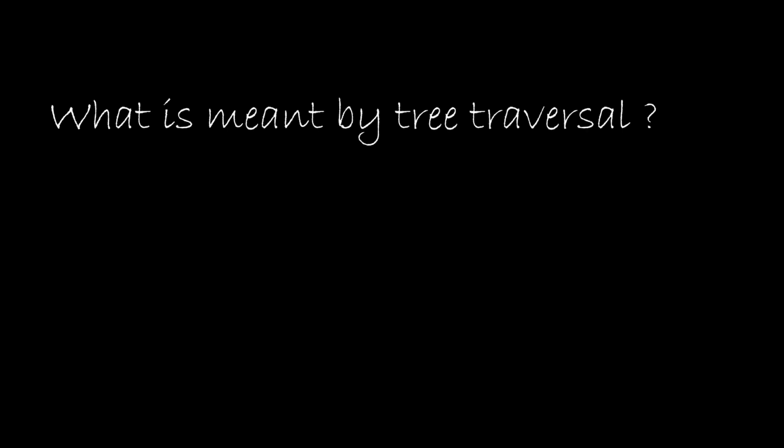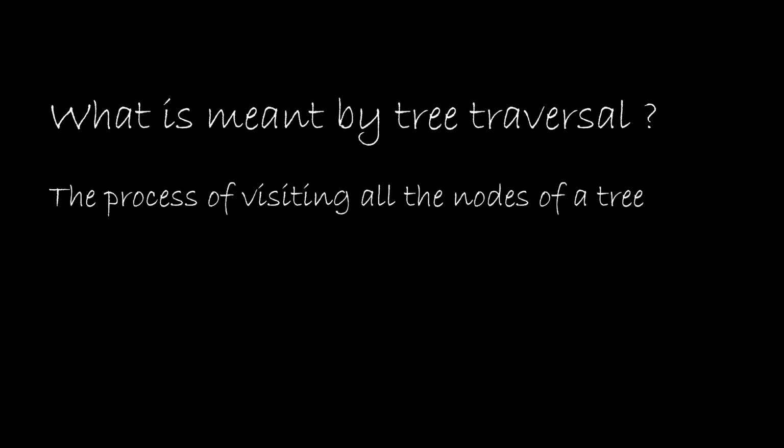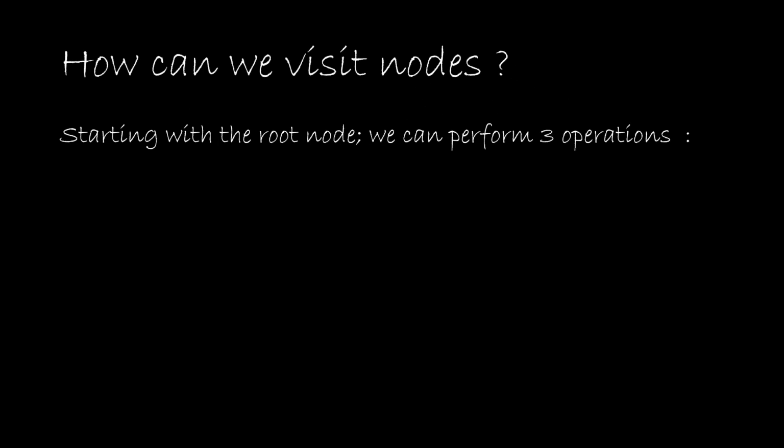Before moving to any of the traversals, let's understand what is meant by a traversal. Traversing the tree is the process of visiting the nodes of a tree. So how do we visit the nodes? Starting with the root of the tree, we can perform three operations if a tree is a binary tree, that is a tree where a node can have at most 2 children.